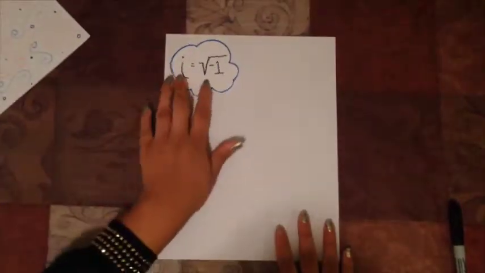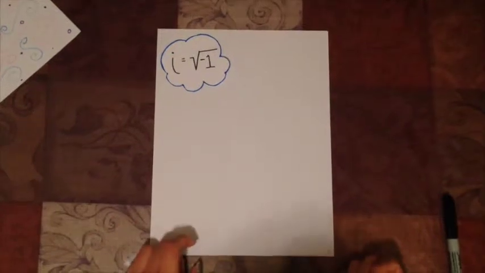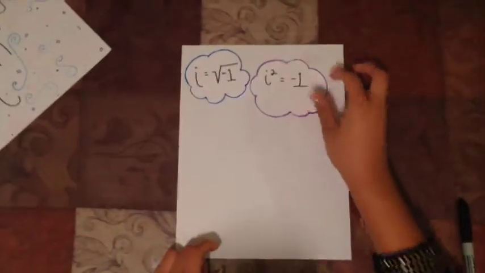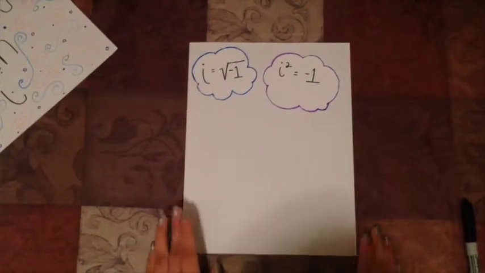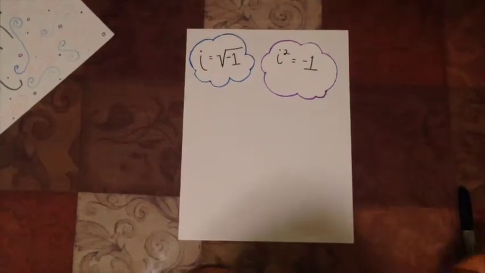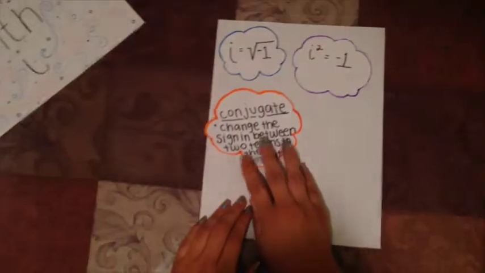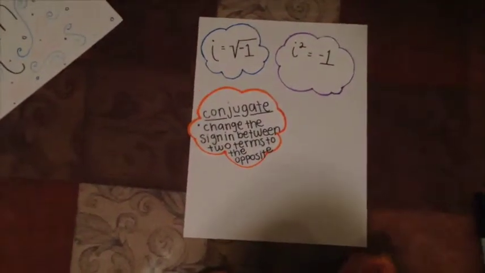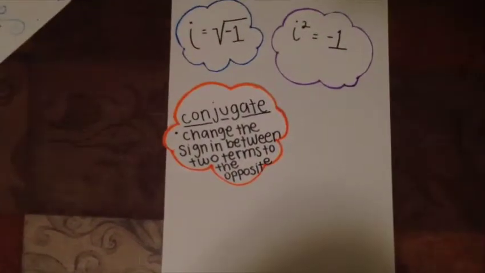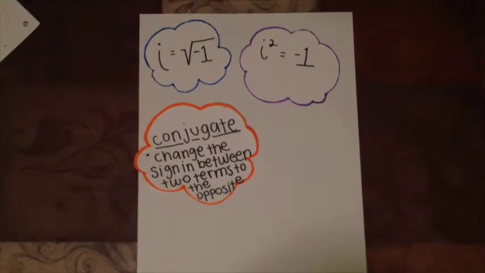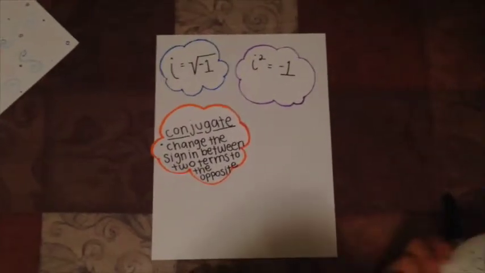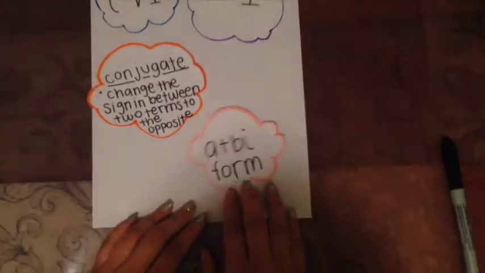So the first thing we have to know is what i stands for. i equals the square root of -1, therefore i squared equals -1. But when you're dividing, i cannot be in the denominator, so we're going to have to multiply by the conjugate if that happens, which means we're going to have to change the sign in between the two terms to the opposite sign. And the answer has to be in a plus bi form.